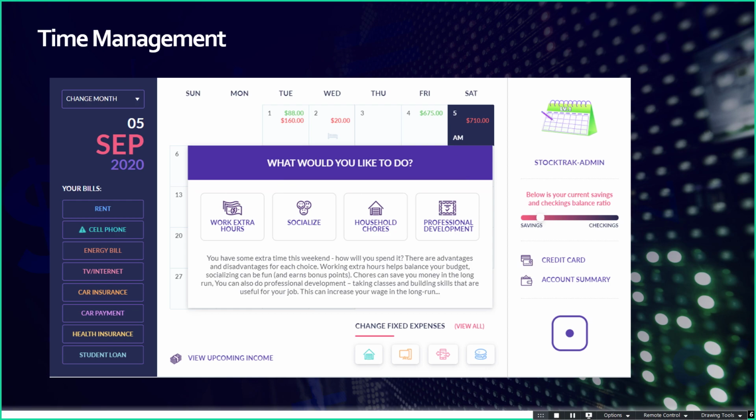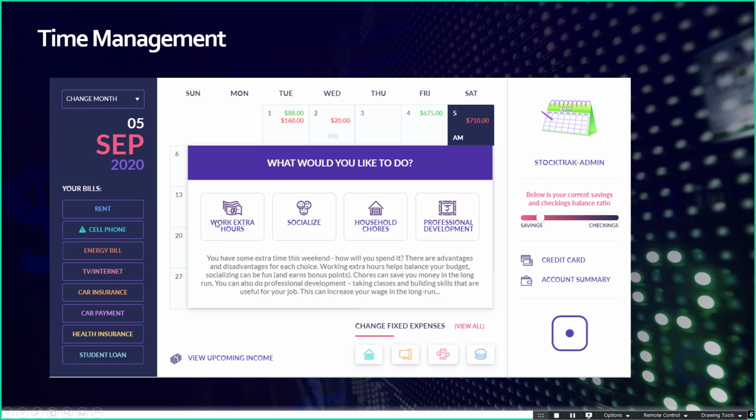Household chores, this is things that would be saving money. So spending time clipping coupons, renegotiating cell phone contracts, things like that. And professional development is doing things like taking online skill building courses. If students conduct enough professional development, they can actually get a raise at their job, and they get a permanent increase to their paychecks. We also have this designed so it balances where students really need to spend their time on different things in order to be successful in the game.